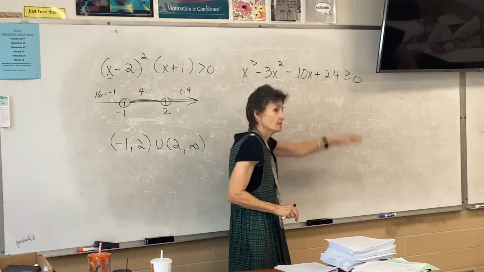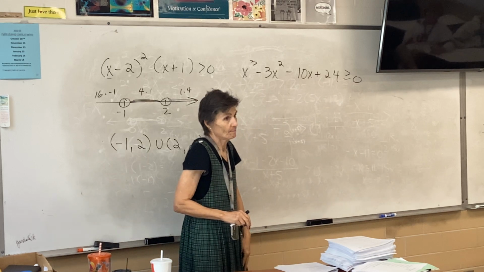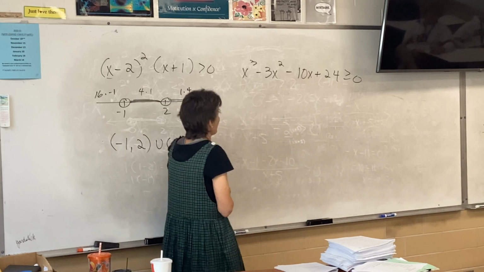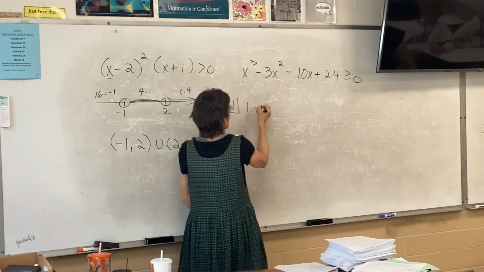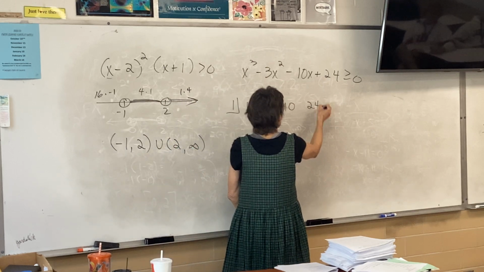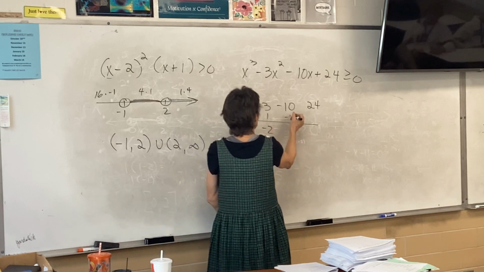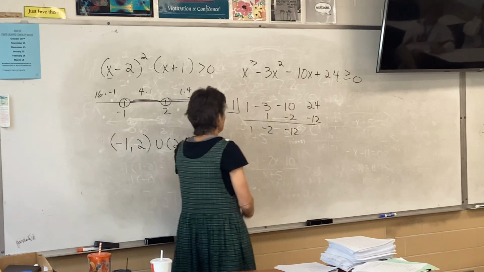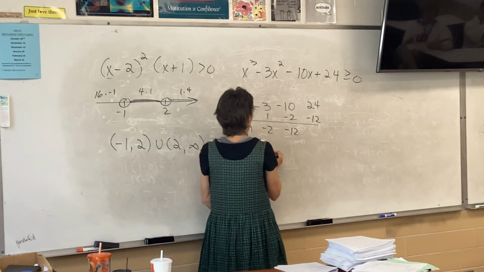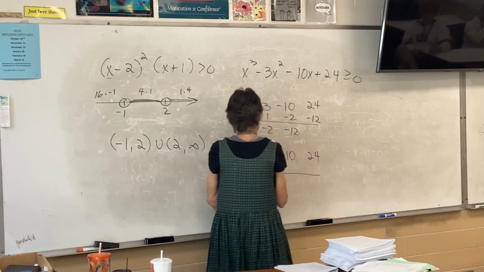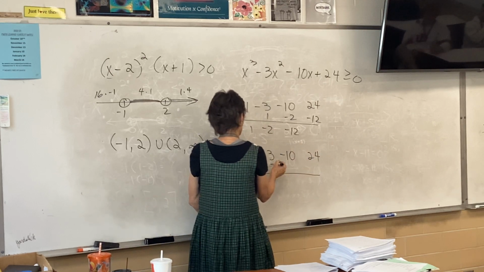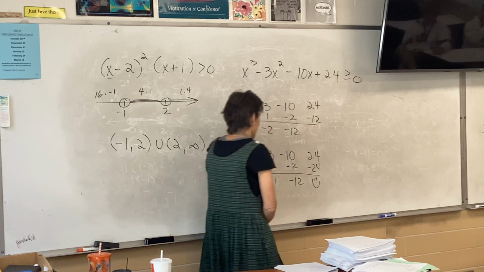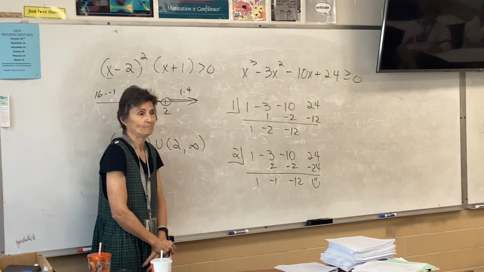Factors of 24? Oh, there's a lot of them. 24, 12, but pick one of those and try it. So what do you want to try? 1. I don't think 1's gonna work, but let's just double check because I have been wrong. Did it work? 2? I heard a 2. Ooh, I think we got one there. I think 2 worked.